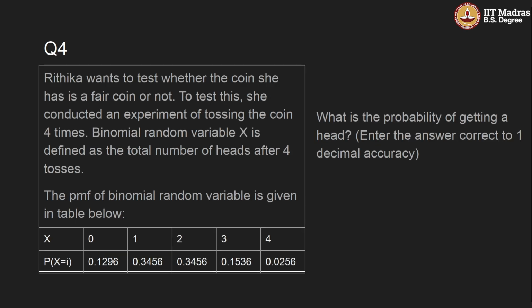Question number 4. Ritika wants to test whether the coin she has is a fair coin or not. To test this, she conducted an experiment of tossing the coin 4 times. The binomial random variable X is defined as the total number of heads after 4 tosses. The probability mass function for the random variable is given. Now, what is the probability of getting a head?